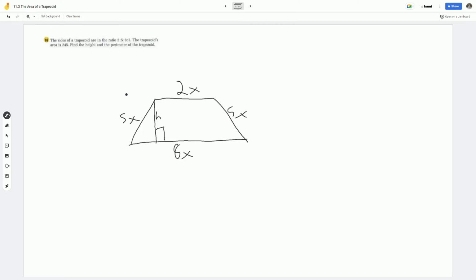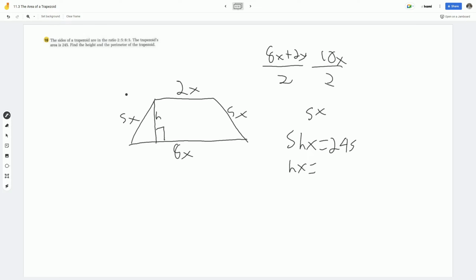So right now, we can just create an equation using the formula. We find the average of the bases, 8x plus 2x over 2, which is 10x over 2, or 5x, and we multiply it by the height, 5hx, which is equal to the area, 245. We can simplify this further. Hx is equal to 49. This much information we know.